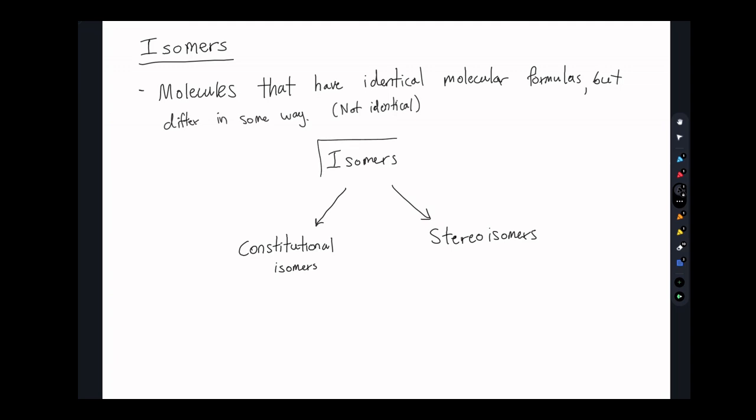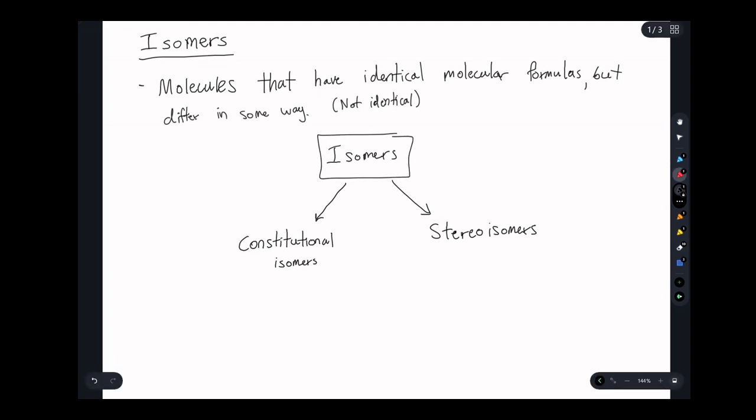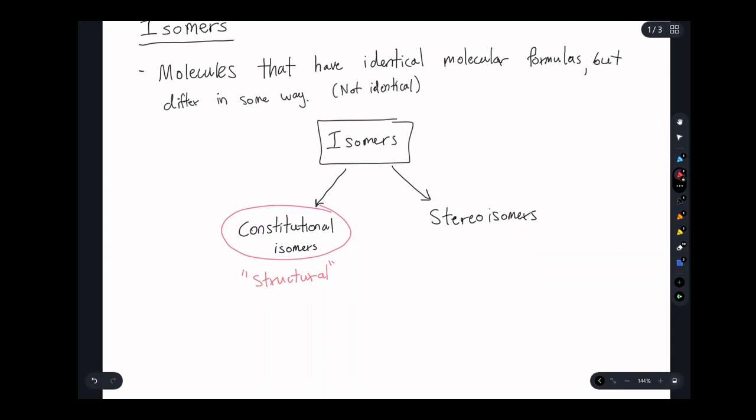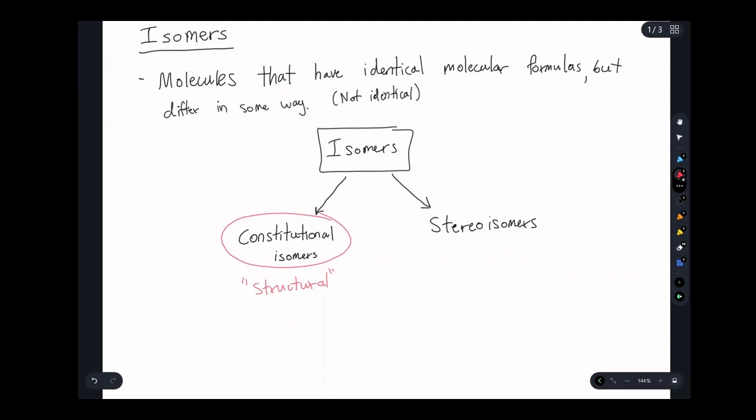So this term isomer can generally be broken into two groups. Today we're going to be focusing on the constitutional isomers. Another word for these you might see is the structural isomers. And these isomers are much more straightforward than the stereoisomers. Structural isomers have the same molecular formula, but the way that those atoms are connected is simply different. So these molecules have different names, and typically they have different chemical properties as well.